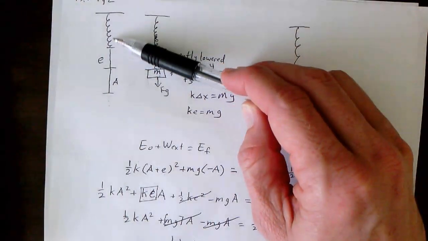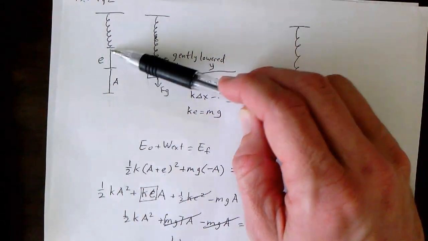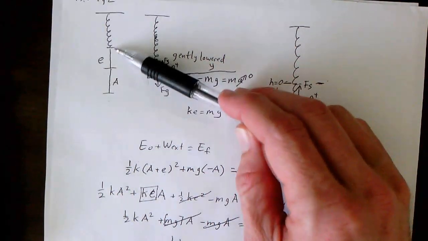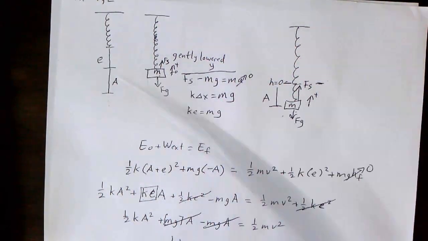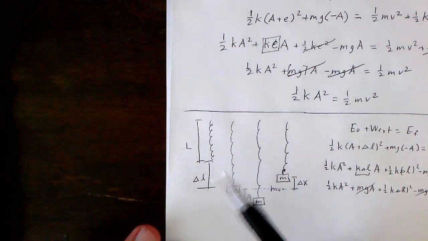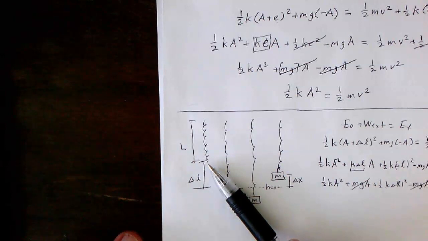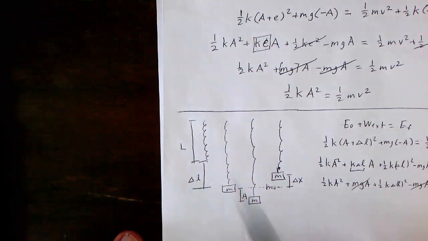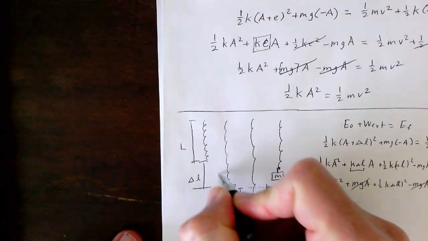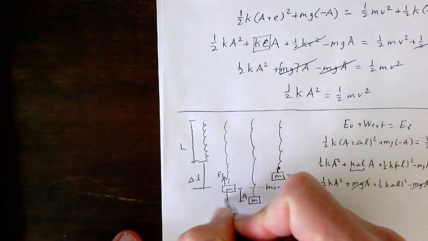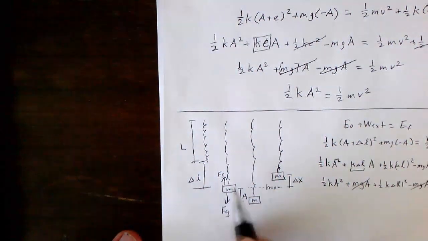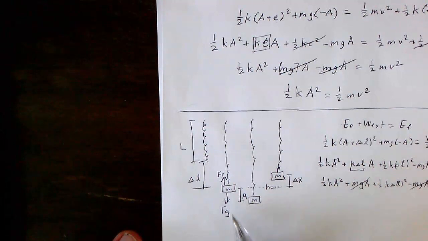We finished with this. I had a spring. Its relaxed length is just that length. I called the stretch E for the equilibrium position. I'm going to call it something a little bit different this time. I'm going to call it delta L. So the length of the spring is L. Its change in length is delta L when you hang a mass on it, such that the mass just hangs from the spring. The force of the spring up is equal to the force of gravity down.